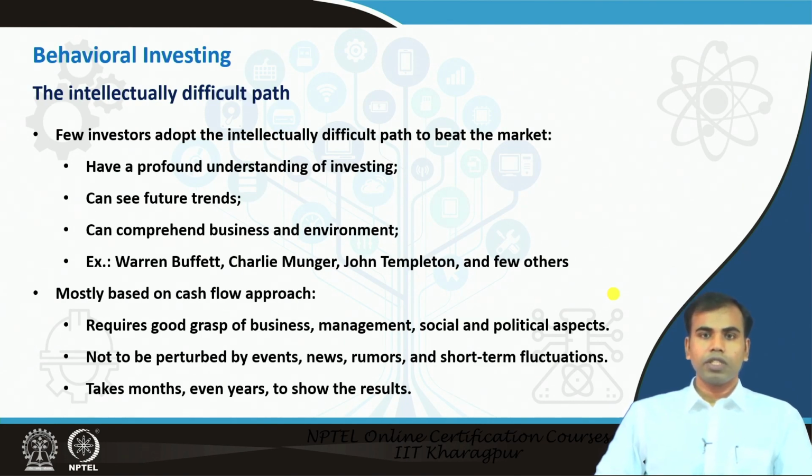The first approach of behavioral investing is the intellectually difficult path to investment. Basically, this path focuses on understanding the fundamentals and businesses where we want to invest. This path is adopted by very few people who are very smart in terms of understanding the business and environment. They have a profound understanding of investment processes and they can easily see the future trends. They can comprehend the business, politics and economics, and we can easily identify people who are associated with this approach of investing. Successful investors such as Warren Buffett, Charlie Munger, John Templeton and very few people like them are those people who invest in the intellectually difficult pathway.